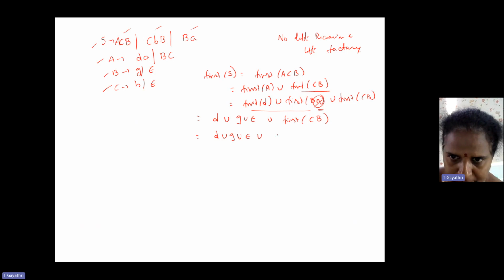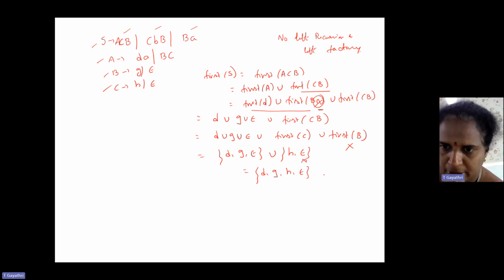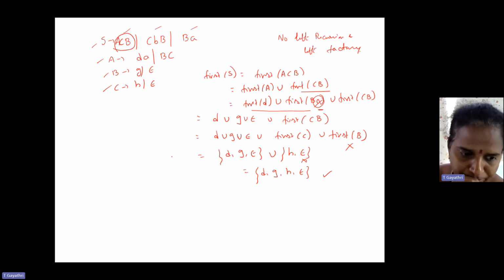Now union first of CB. Union epsilon, union first of C, union first of B. That means d, g, epsilon here. Union, what is the first of C value? h, epsilon. Here epsilon is there, so no need to go to the first of B. Okay, so finally d, g, h, epsilon. That is the first of ACB only.